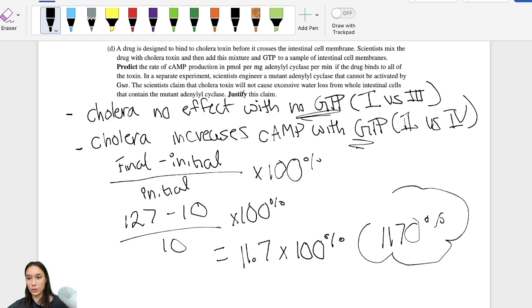So this is your final answer. That's the percent change. There's no other answer for this one. This is how you do this one.